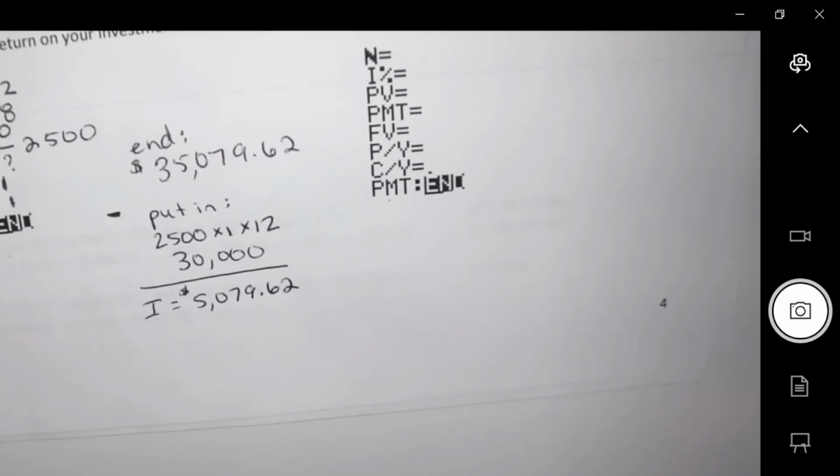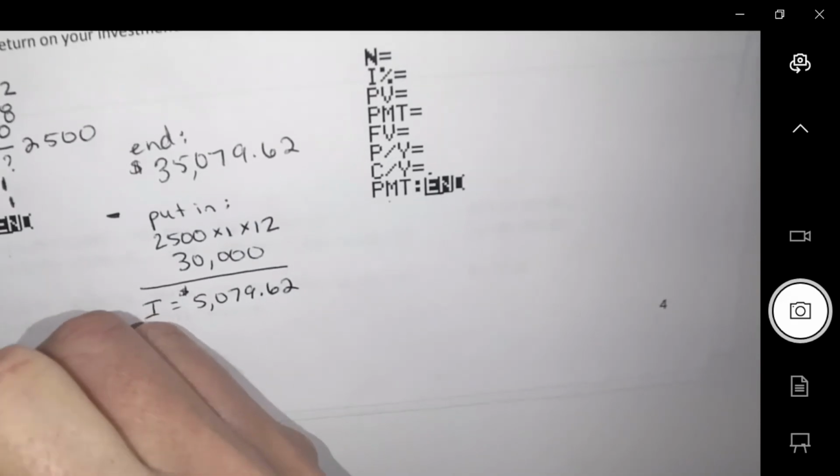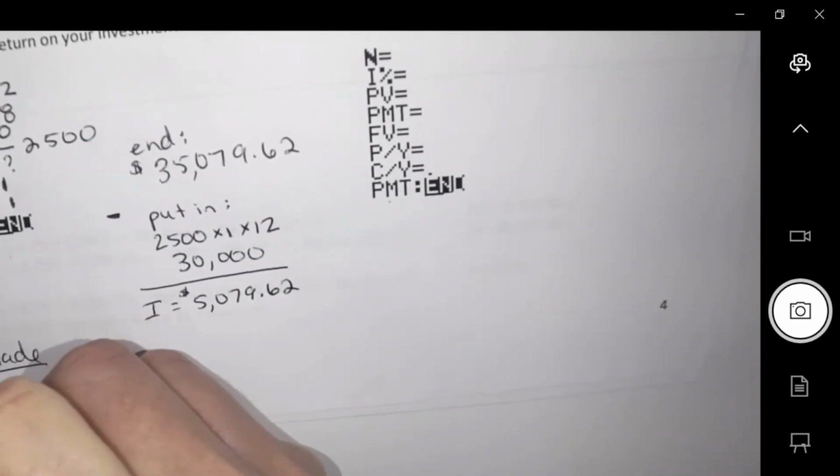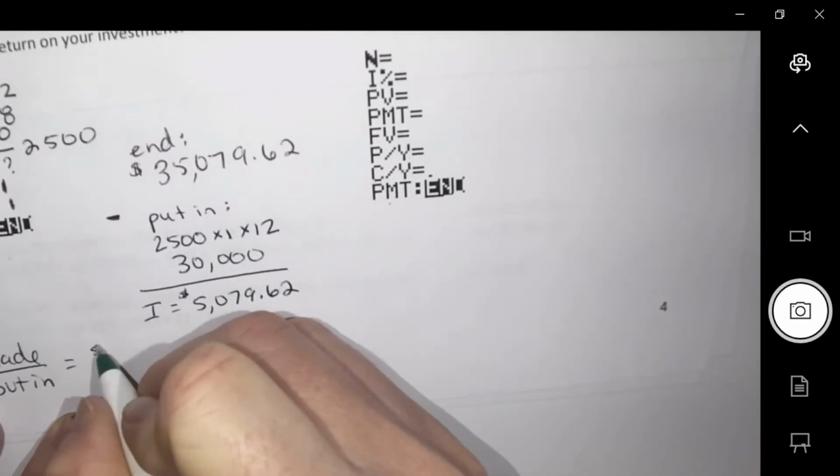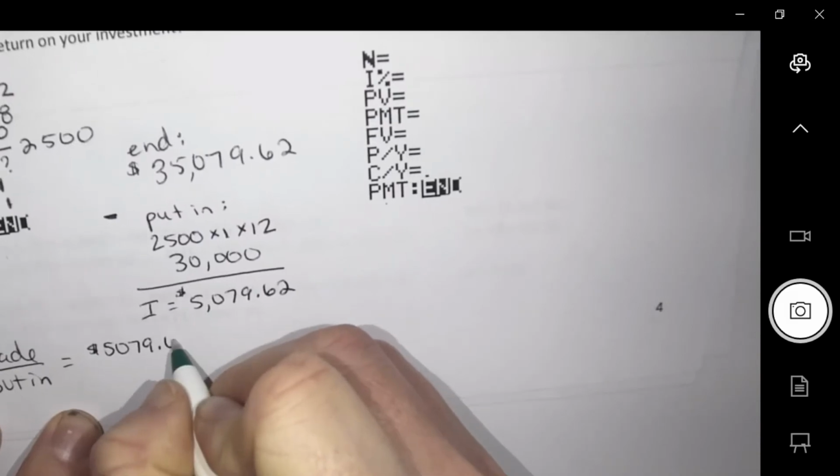Okay? Now, we have a different question this time. So same ideas, make sure you answer the question. Return on investment. So I gave you a very simple formula. Your money made divided by money put in. That's the idea. How much money did I make? AKA the interest, the bank. So that's the 5,000 number.